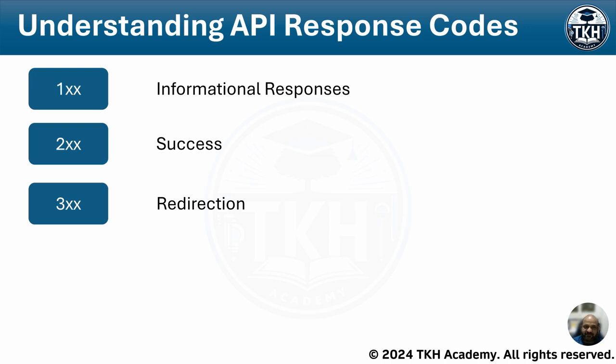Next comes 4. I'm sure you have heard about it or seen it on the browser itself. 400 is bad request: the server could not understand the request due to invalid syntax. 401 unauthorized: the client must authenticate himself or herself to get the requested response. 403 forbidden. 404 not found. 409 conflict: the request conflicts with the current state of the server.